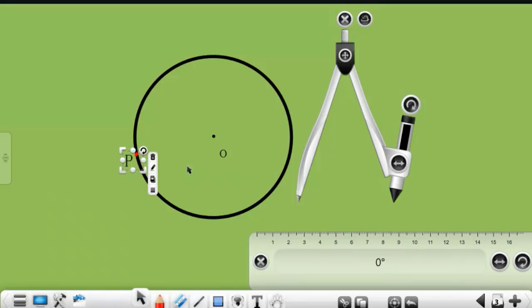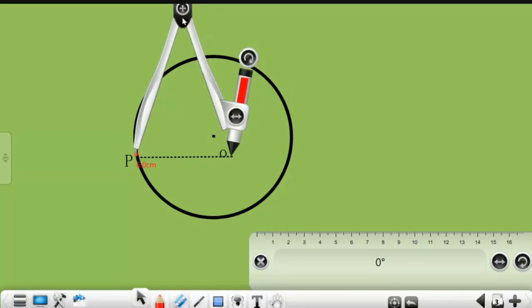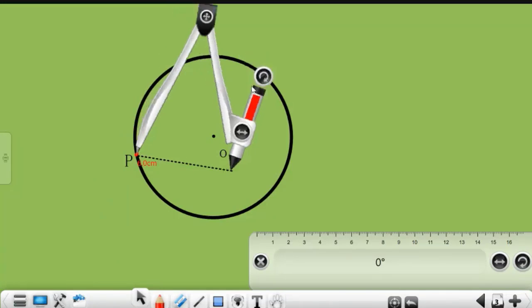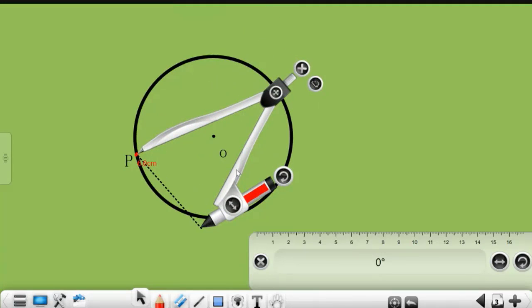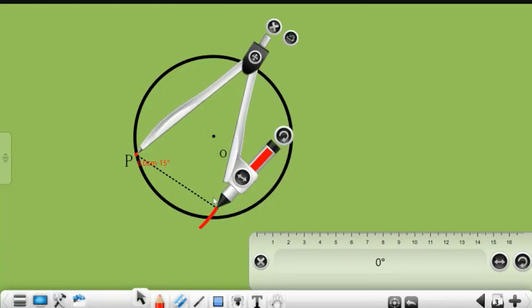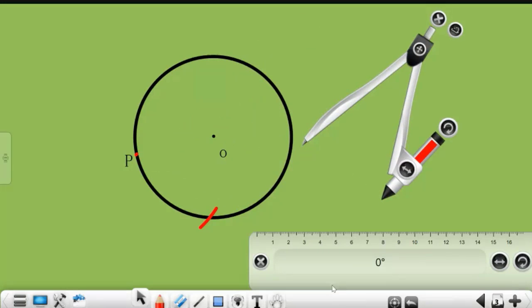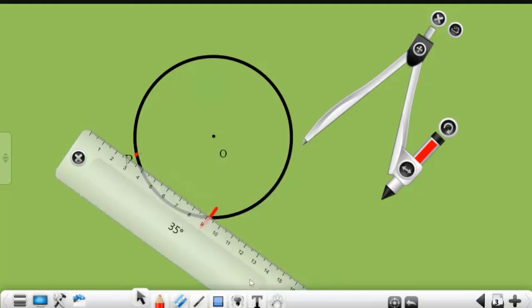Now I want to draw a chord from P. The textbook says 3 centimeter, but for me 3 centimeter is too small to show you, so I put it 6. Same thing, the sharp point of your compass put at point P, then turn your compass. Can you see or not? Make sure you make an arc on the circumference. So now this is 6, so I make a mark. After that, use ruler to join up the points. This is your chord.